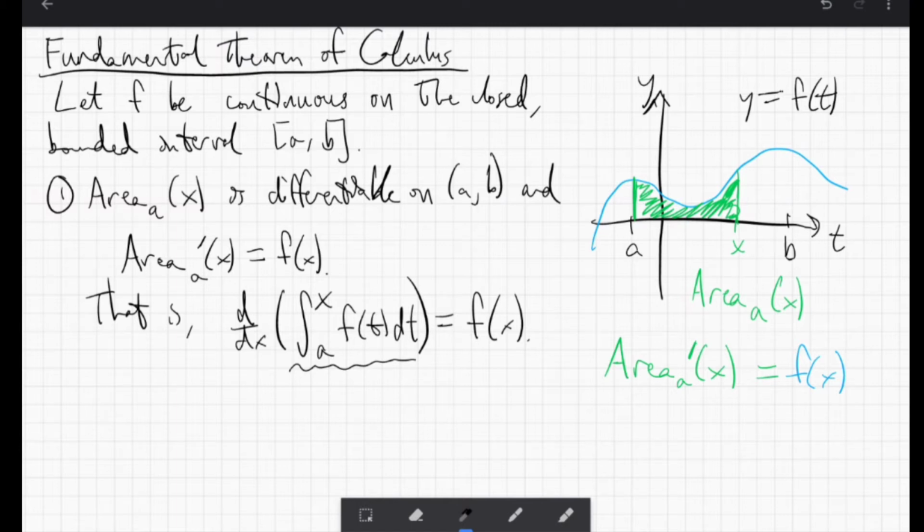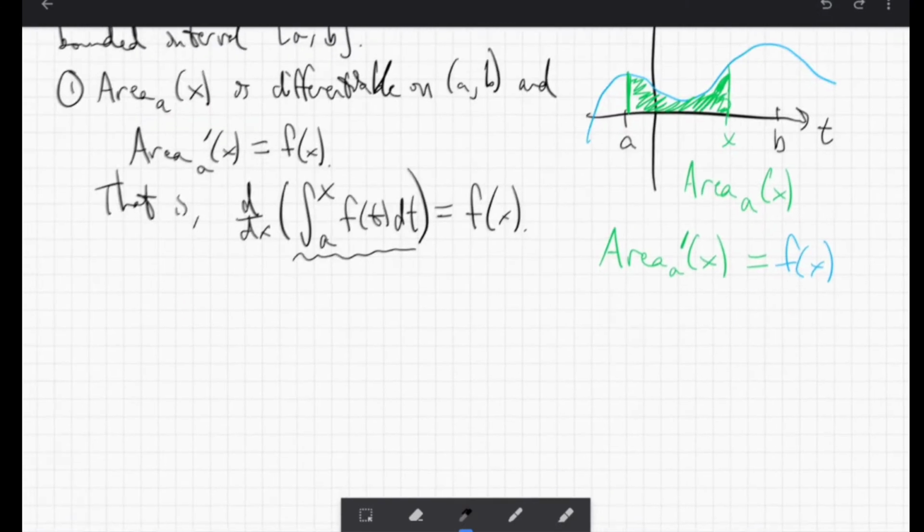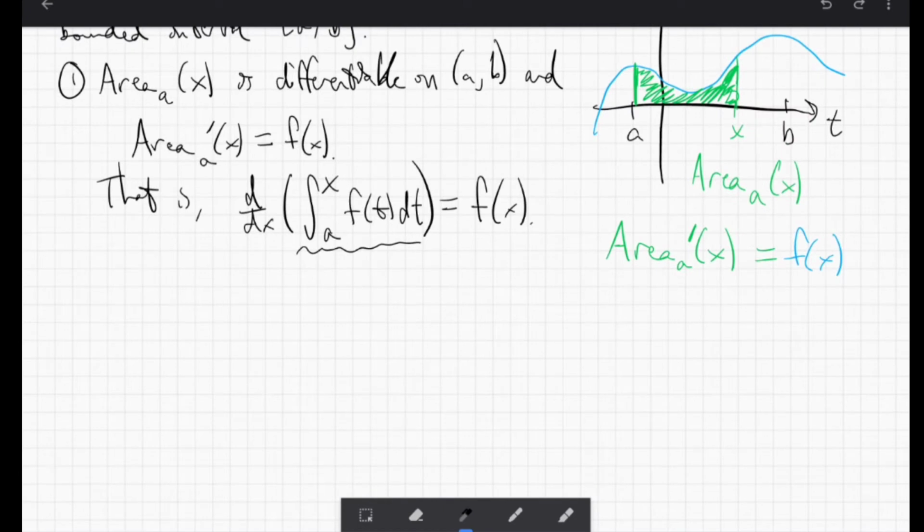Okay, so that's something that we considered. In other words, the derivative of this integral, because this integral is that area function, is equal to f of x. There's a second part to the fundamental theorem. We're going to state it, and then we're going to prove it. In fact, the proof of it is not so bad given the first part of the fundamental theorem. So we're going to use the first part of the fundamental theorem to prove the second part.